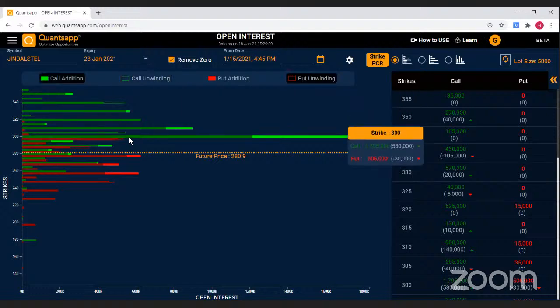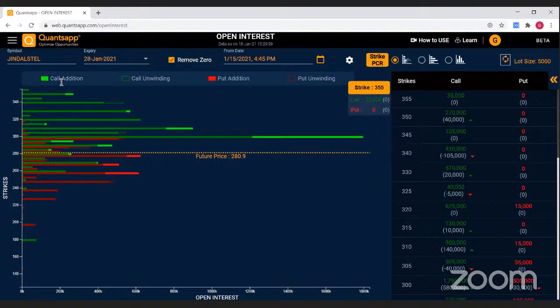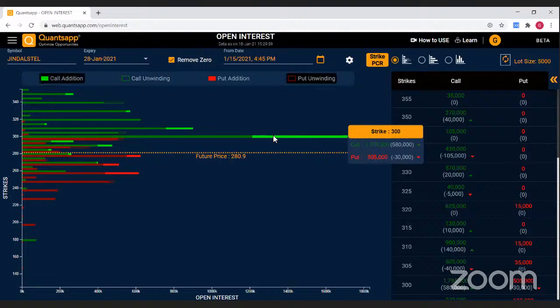So if I say highest 300 ka call hai, you can see the increase in the call. You can see the call addition is being highlighted. But at the same time, put writers have reduced their position, and this shows that put writers are a little nervous, and call writers are getting much heavier in it.